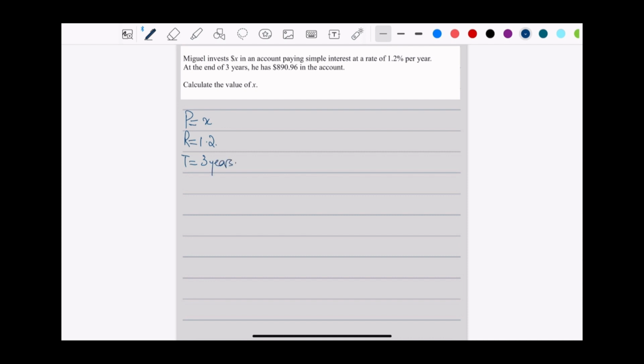He has 890.96 in the amount. So the amount that he has now is going to be 890.96, but that's not the interest. That's the total amount accumulated after adding the interest. So if we already know that interest is going to be 890.96, the accumulated amount, minus the principal amount that was already in the account.